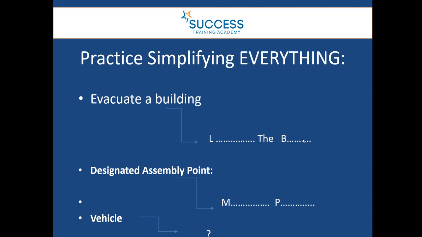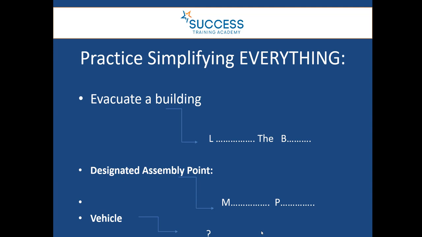It might seem quite simple, but the better you get at simplifying, the better you will be as a trainer in communicating. Designated assembly point. Again, designated is quite a technical word here. You could just say meeting place. Vehicle, we could say automobile. Another word for that could be, I wonder what you can think. Hopefully you're thinking of a word that starts with C. Yep, car.